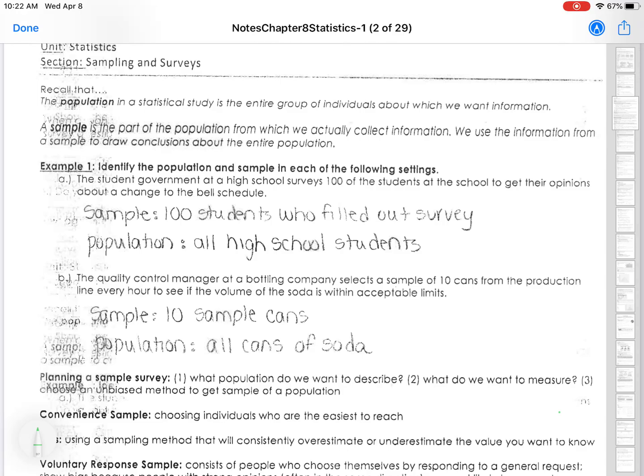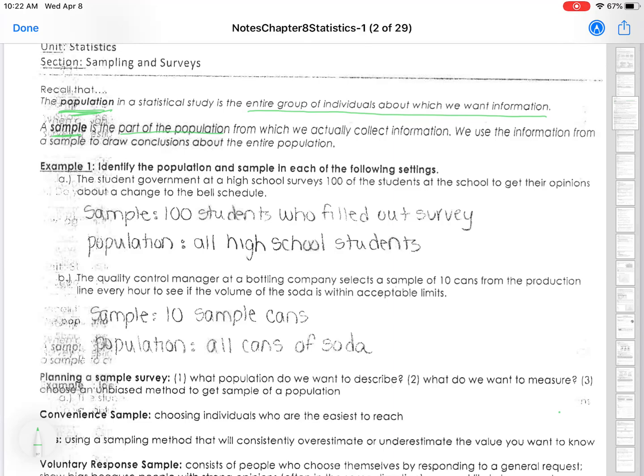All right, so from the other day, we talked about population. So a population, in a statistical study, is the entire group of individuals about which you want information. That is your population. The sample is the part of the population from which you actually collect the information, and we're going to use that information to draw some conclusions.